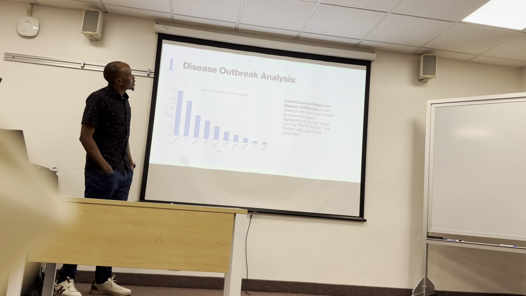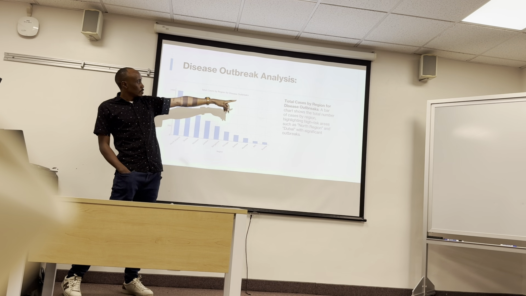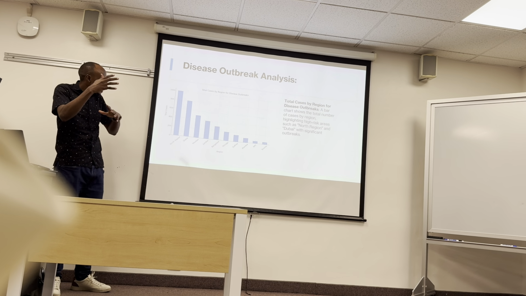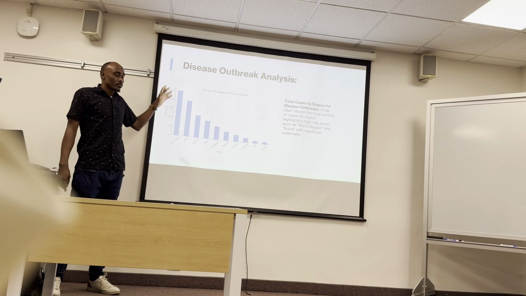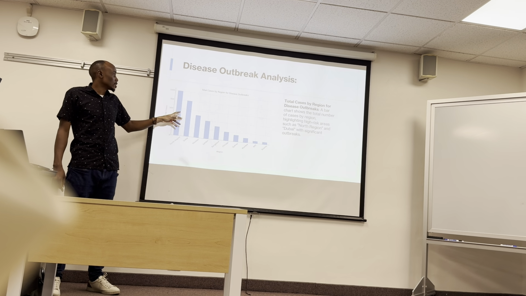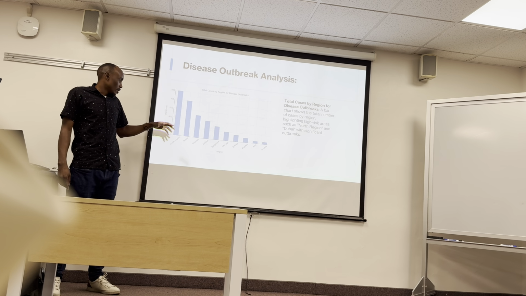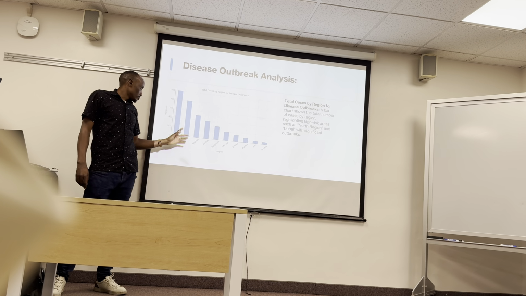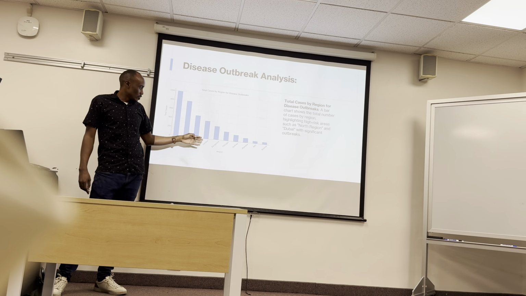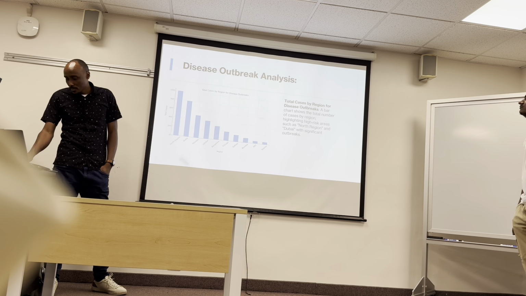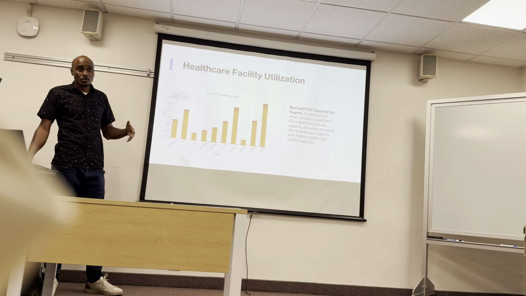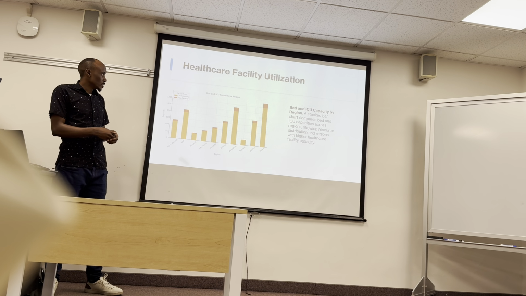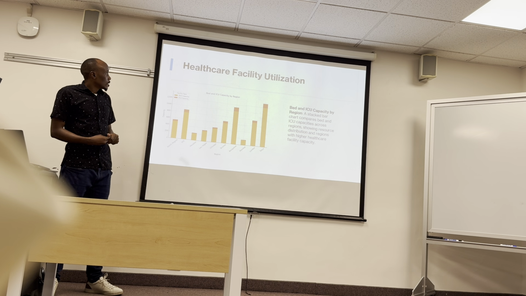The first is disease outbreak analysis, total cases by region for disease outbreaks. We did a bar chart to show which disease is the most prevalent in what region. This is again sample data, so nothing much, but this is how you could see North region, Dubai, Houston, London having the most outbreaks. Just to give an idea of the kind of analysis you could do using our solution.